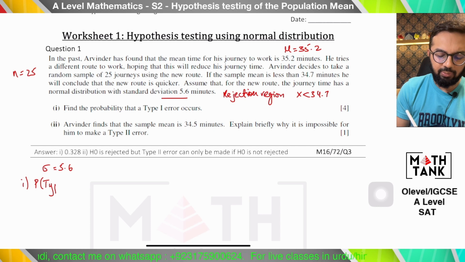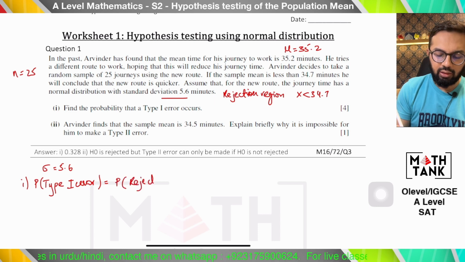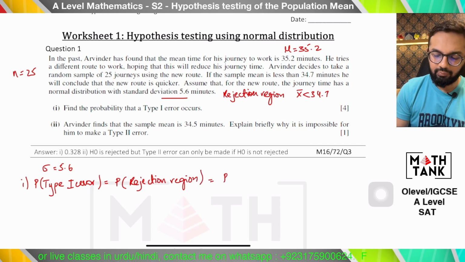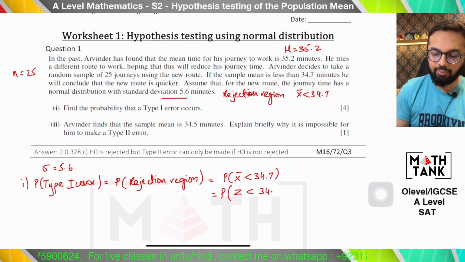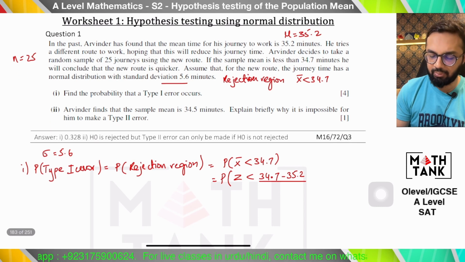So type 1 error is basically the significance level or the rejection region. So I'm going to say that type 1 error is the probability of the rejection region. I think that's simple to calculate. I'm going to say that this is converted into Z. I'm going to subtract the population mean, which is 35.2, and divide it by sigma divided by root n, so 5.6 divided by root of 25.